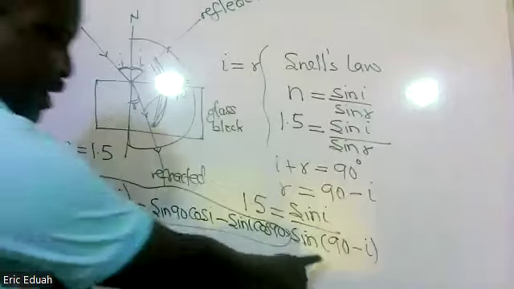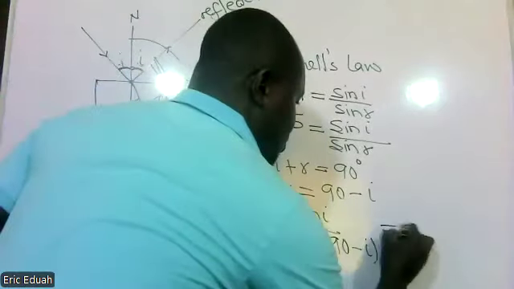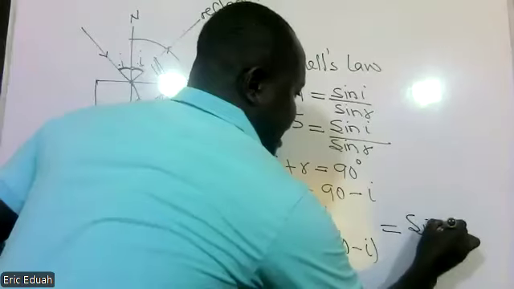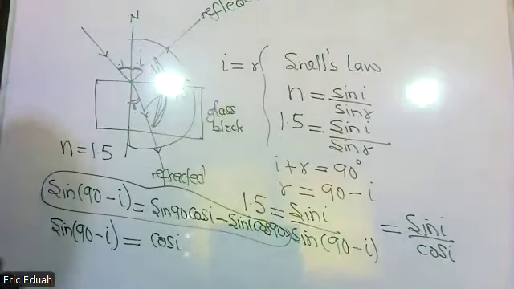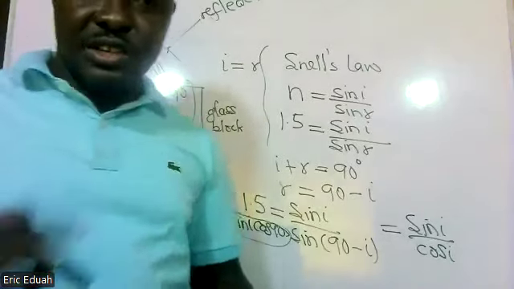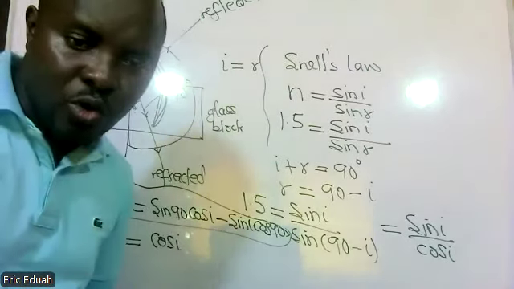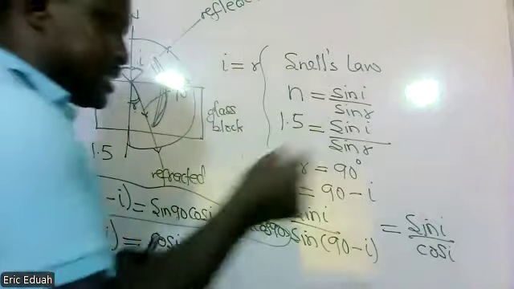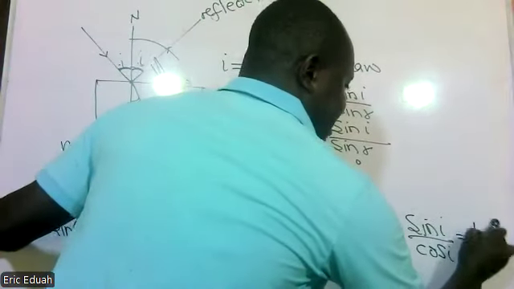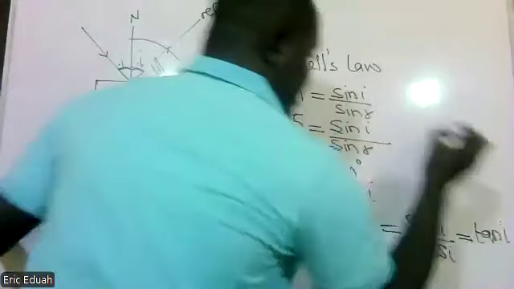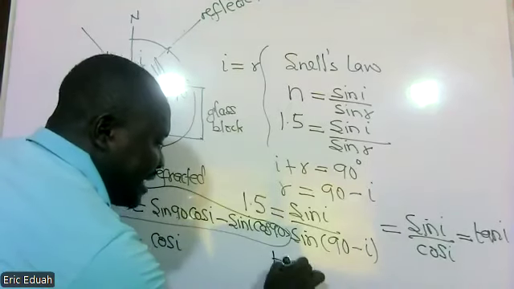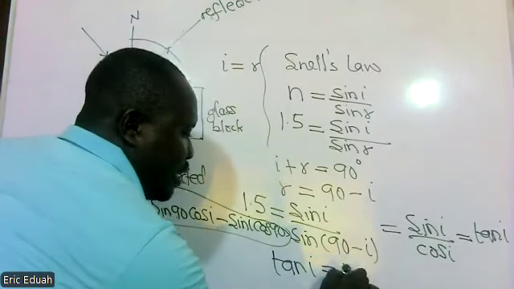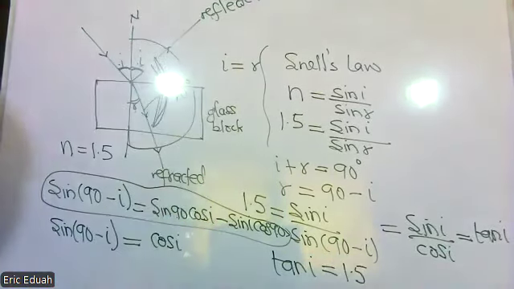So straight away, we've expanded this. This is equal to sine I on cos I. And sine of an angle divided by the cosine of the same angle is equal to tan I. So clearly we have tan I is equal to 1.5, which we can easily find.